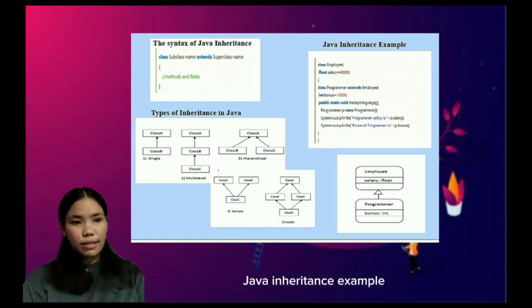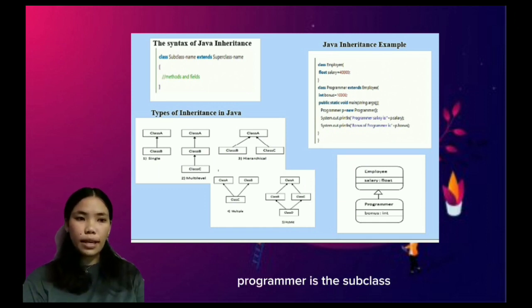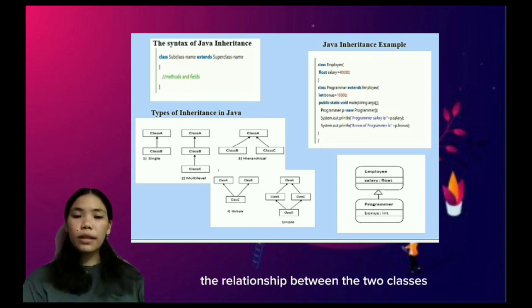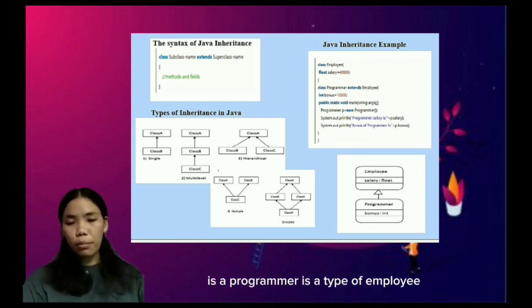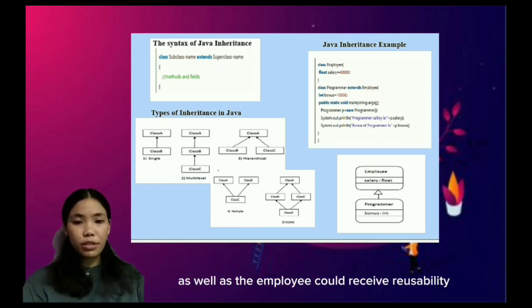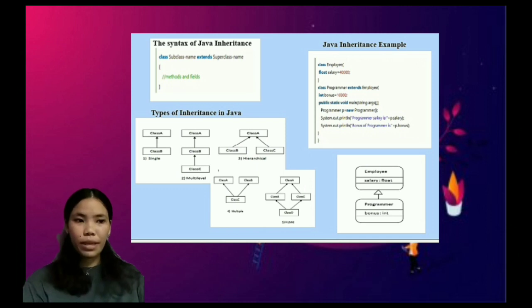Java inheritance example. As displayed in the figure, Programmer is the subclass and Employee is the superclass. The relationship between the two classes is: a Programmer is a type of Employee. In this example, the Programmer object can access the fields of its own class as well as the Employee class, which is code reusability.